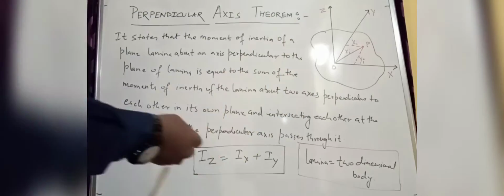So we have to calculate the moment of inertia about this x axis, and the moment of inertia along this y axis. The condition is that both these axes x and y should intersect at the same point, which is this O, and the z axis around which we have to calculate the moment of inertia should also pass through this intersecting point O. So the axes are in the lamina's own plane and intersect each other at the point where the perpendicular axis passes through it.